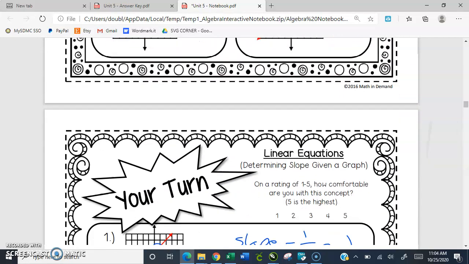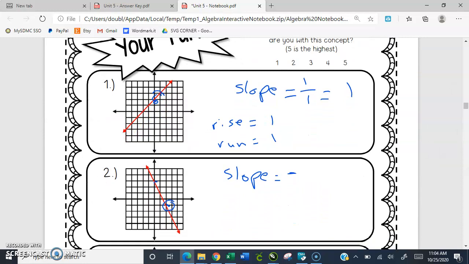So let's go to our lowest point, and we're going up. So we go 1, 2, 3, 4. Okay. So our rise is a positive 4. Now our run, are we going left or right? We're going left. How many are we going? 1, 2, 3. So we went left 3. And because it's left, that means it's negative.